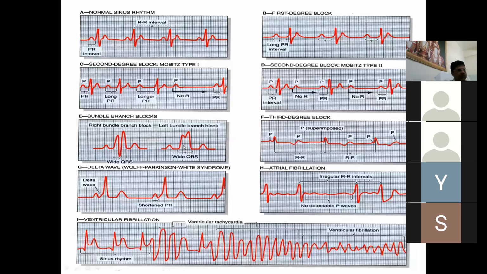In bundle branch blocks, ultimately, what you have to remember for now is that the QRS complex is very wide. Wide QRS complex. The normal QRS complex you can see on top, in the first panel, is not so wide. It's not so broad. Come down here to E, see how broad it is. Wide QRS complex. Depending on whether it is right bundle branch block or left bundle branch block, you will have right axis deviation or left axis deviation.